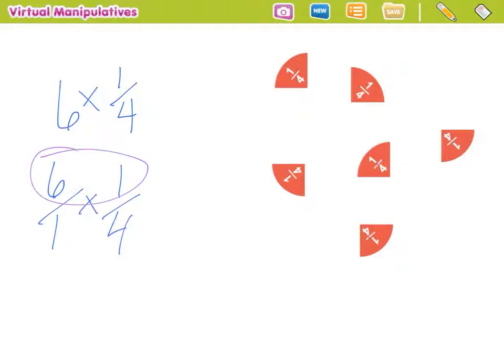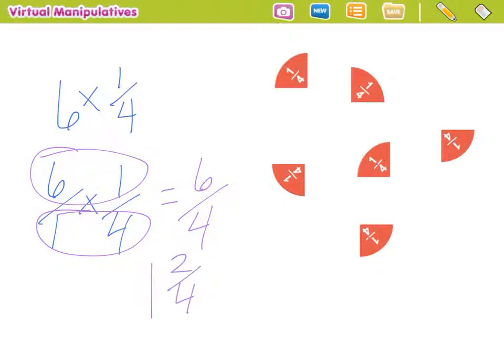Well, let's set it up just like I showed you. We multiply across the bottom. We multiply across the top. 6 times 1 is 6. 1 times 4 is 4. So we have 6/4. Uh-oh, that's an improper fraction, and you know that won't do. So I'm going to take 4 of my fourths out to make 1. And if I took 4 away from my 6/4, then I have 2/4 left over.